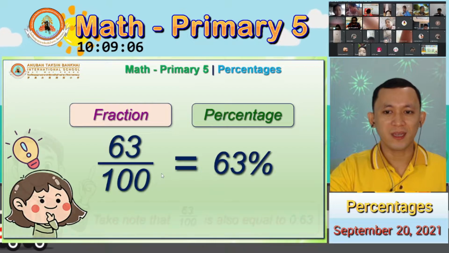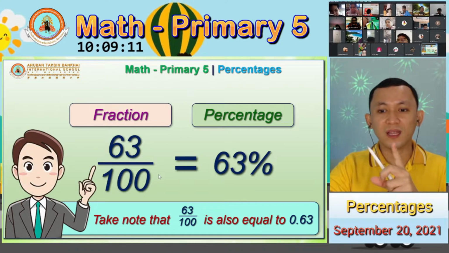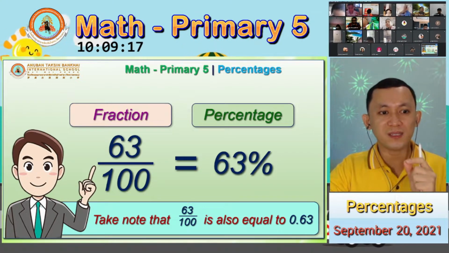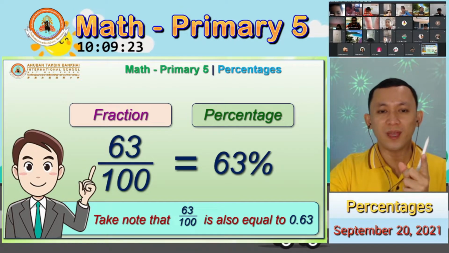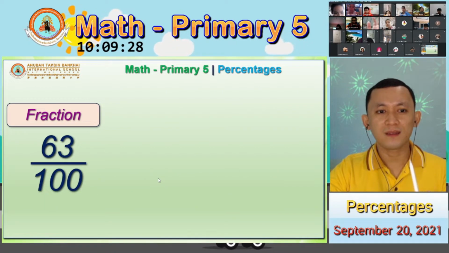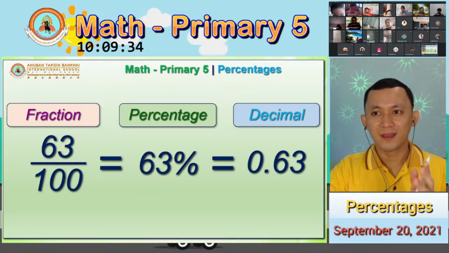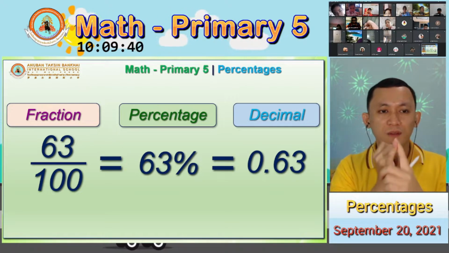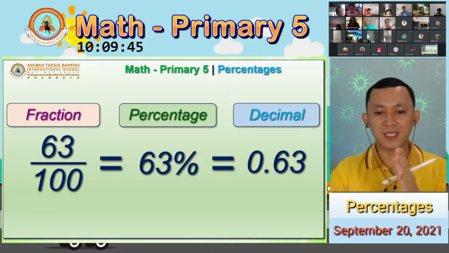Take note that 63 over 100 is also 0.63. Yes or no? Yes, 0.63. Very good. We have fraction, we have percentage, we have decimal. So we are now seeing the relationship between fraction, percentage, and decimal. We're going to have more examples later.